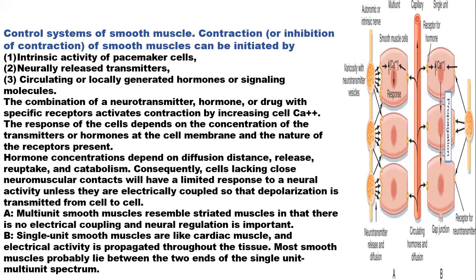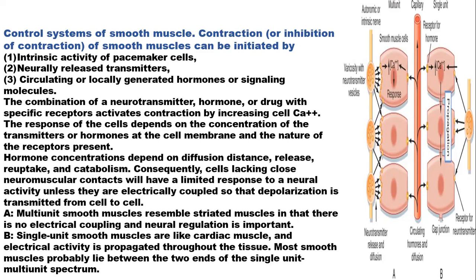So in this picture, you can see the varicosities in the nerve terminals, and inside are the neurotransmitters. Now, control systems of smooth muscle, that is contraction or inhibition of smooth muscle, can be initiated by intrinsic activity of pacemaker cells, by neurally released neurotransmitters, or by circulating or locally generated hormones or signaling molecules. The combination of a neurotransmitter, hormone or drug with a specific receptor activates contraction by increasing the level of calcium in the cell. The response of the cell depends on the concentration of the transmitters or hormones at the cell membrane and the nature of the receptor present.